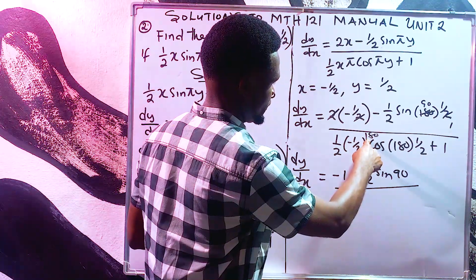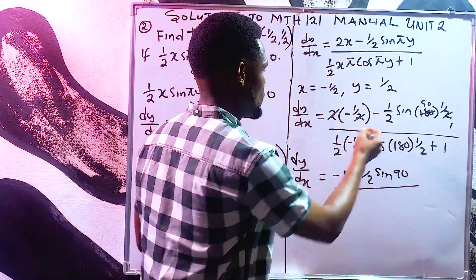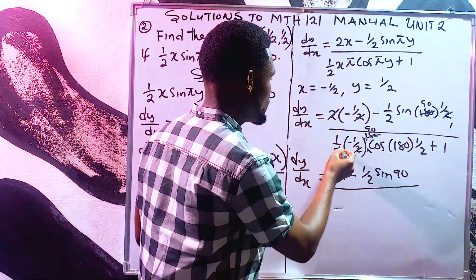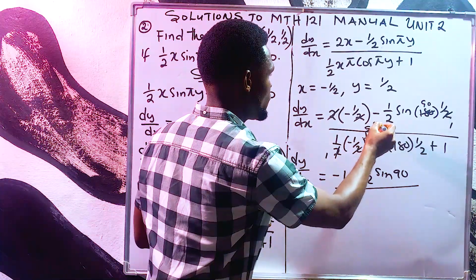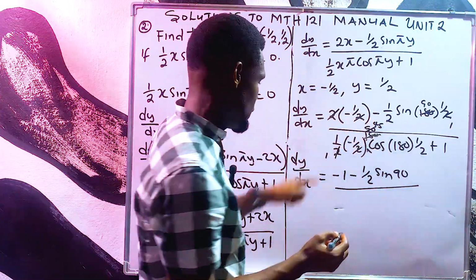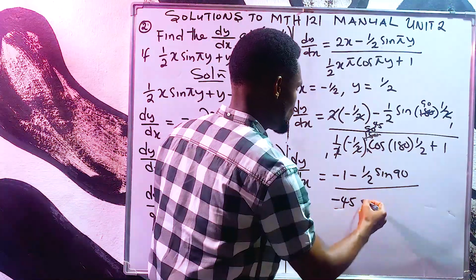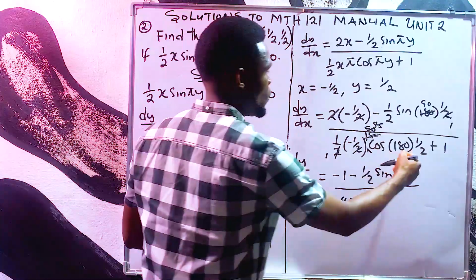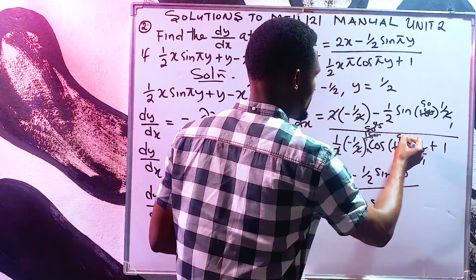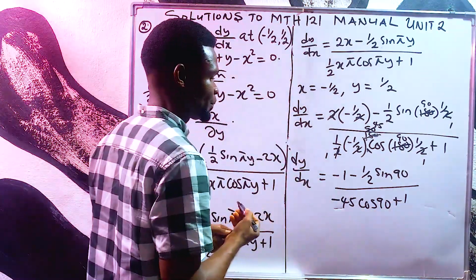180 divided by 2. Okay, I can say this goes here, which is 90. And then 2 here, 1. 2 here, 45. So what I have here is minus 45. Then cos 180 here will be divided by 2. So 2 here, 1. 2 here, 90. So I have cos 90, then plus 1.